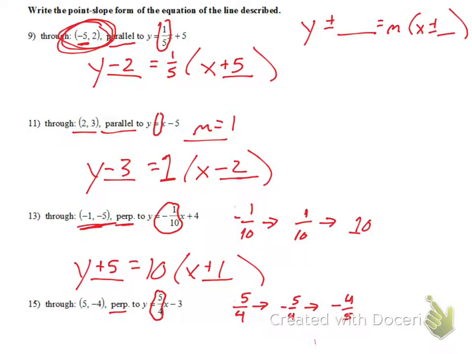So then I'll just put it into the y blank is equal to, my slope is negative 4/5, and that's going to be multiplied by x blank. So then I do the opposite. So here's my x. The opposite of 5 is negative 5, and then the opposite of y is a positive 4. So your final answer should be y plus 4 is equal to negative 4/5 times x minus 5.